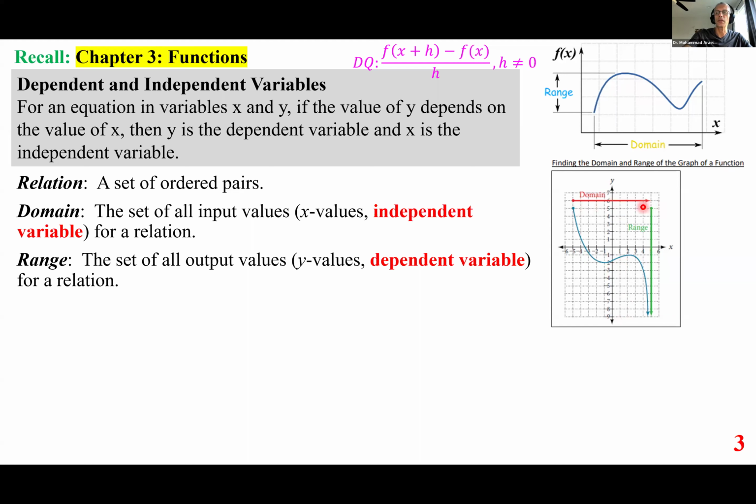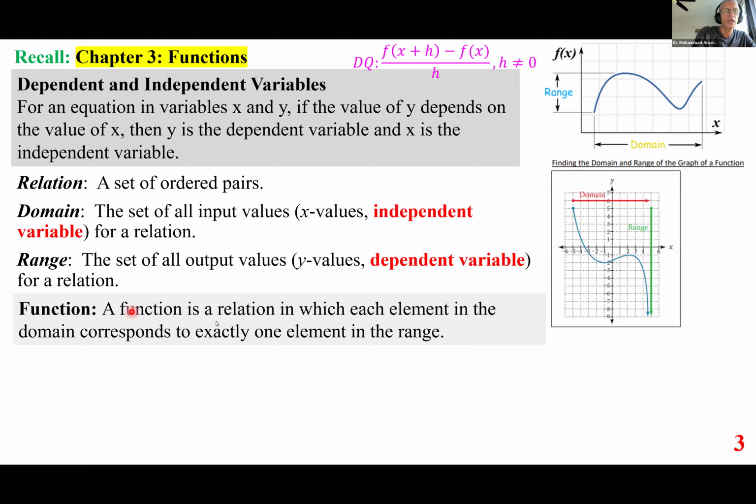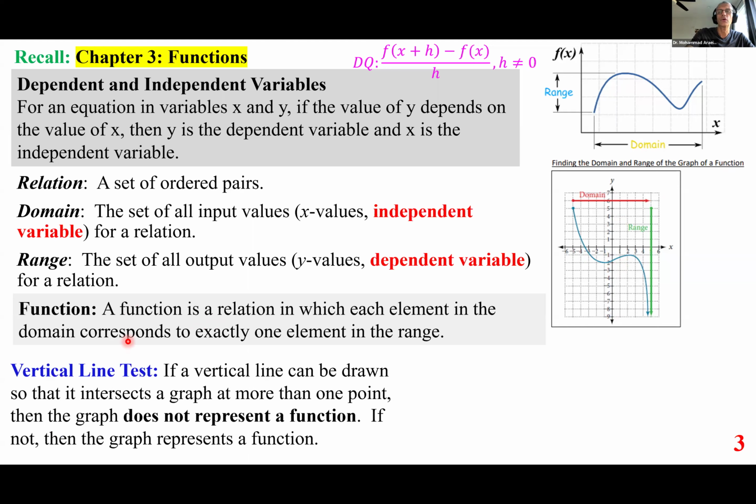Okay, since it stops here and it goes indefinitely down here, from negative infinity to this. Function. A function is a relation in which each element in the domain corresponds to exactly one element in the range. To check it for a graph, we use VLT, vertical line test.